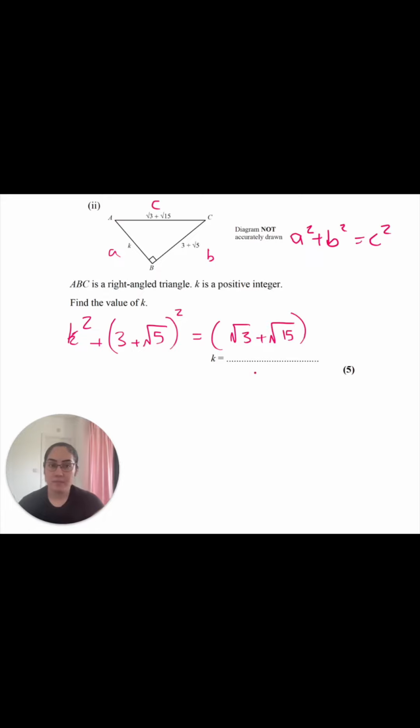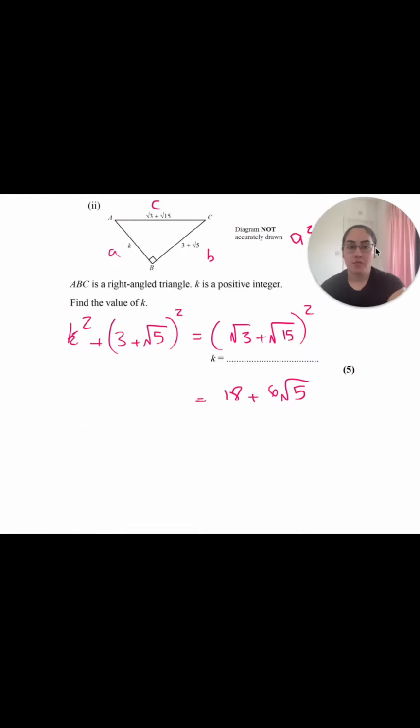Now, if you haven't watched part 1 of this series, go back and watch part 1 because we've already calculated this. And that is 18 plus 6 root 5. So if you haven't watched it, go back and watch it so you know how to calculate it. Right, then we're looking at k squared, which stays as it is because that's what we're solving. Then we need to expand and simplify this. So I'm just going to do that on the side.